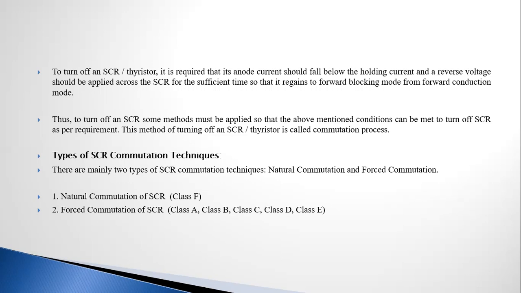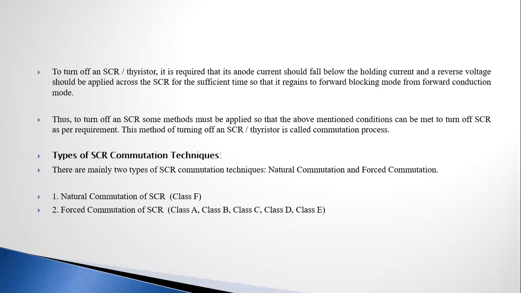Next, we will see the types of SCR commutation techniques. There are mainly two types of SCR commutation techniques: one is natural commutation and the second is forced commutation. In this lecture, we will discuss only natural commutation. What is natural commutation, how is it processed, and how is its circuit formed.